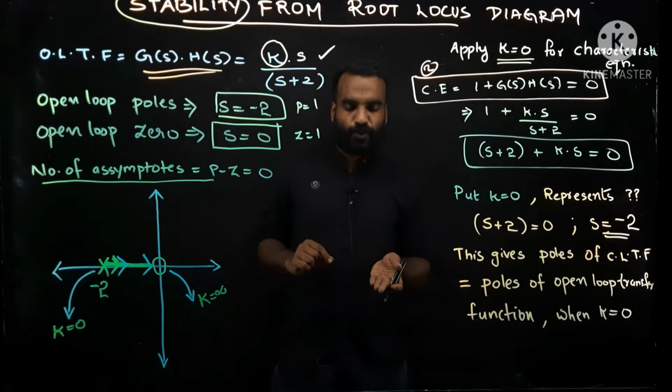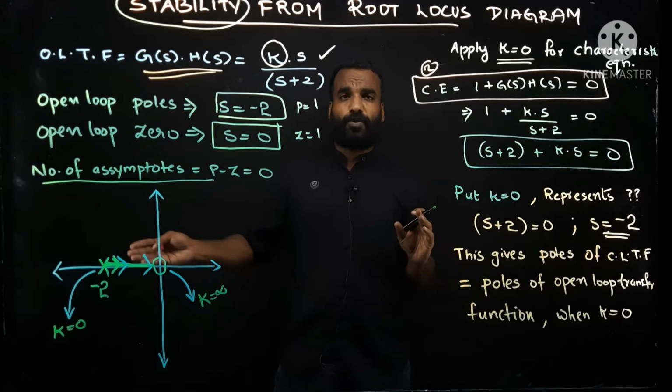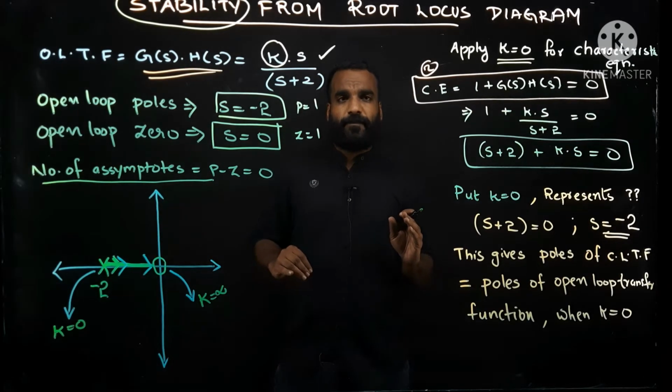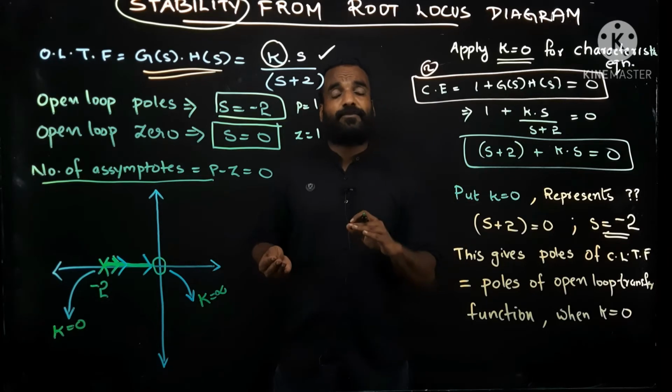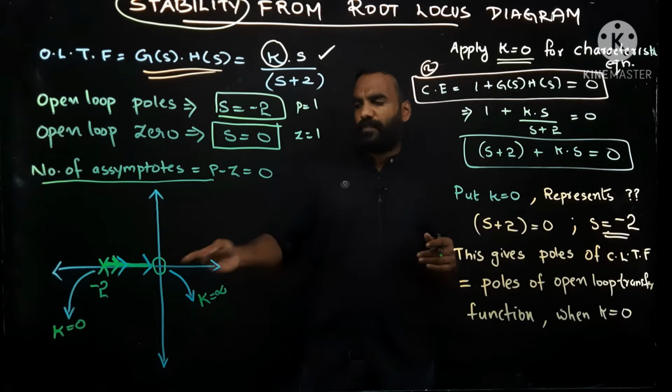So, nothing but root locus diagram means we are varying k from 0 to infinity. We are boosting the gain from 0 to infinity and we are observing the stability. When k increases, there is a chance of becoming unstable. So we will check it.